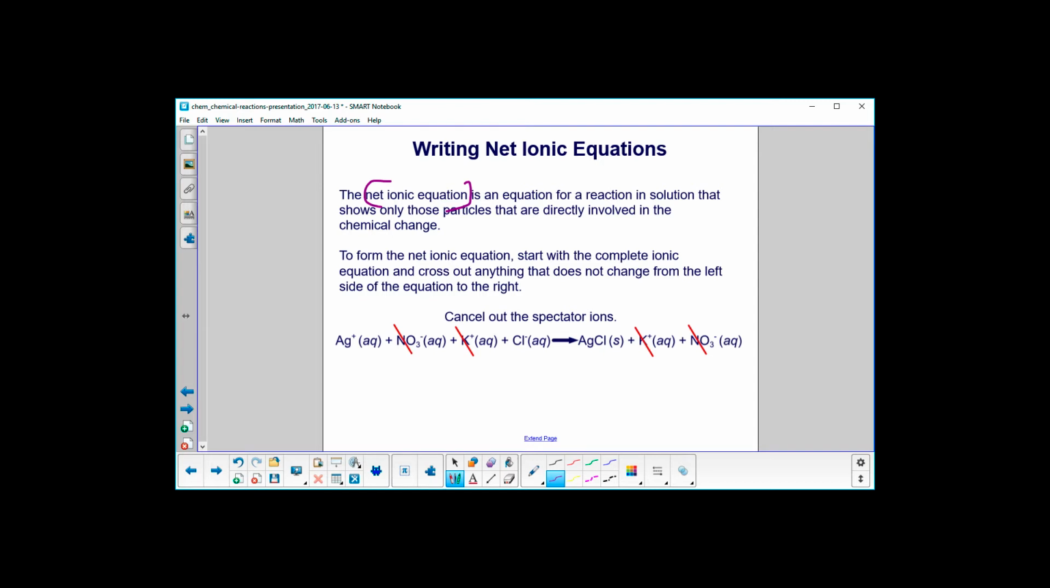We start with the complete ionic equation, which shows all the compounds dissociated into their ionic form, and you cross out anything that does not change from the left side of the equation to the right. So you're canceling like terms, right? There's the nitrate, same on both sides. Potassium, same on both sides. So you're left with silver, chlorine, and then silver chloride.